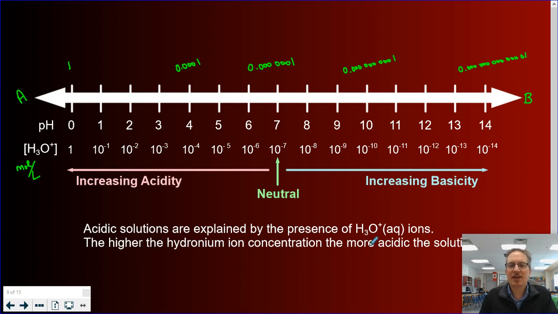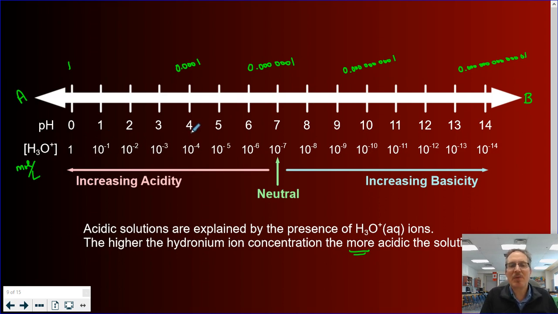Now, if we take a look down here, it says, acidic solutions are explained by the presence of hydronium ions. The higher the hydronium ion concentration, the more acidic the solution. So the higher my hydronium ion concentration, the farther I go to the left where my lower pH is. Higher, stronger acid, smaller pH, the higher this concentration of hydronium ion is going to be.